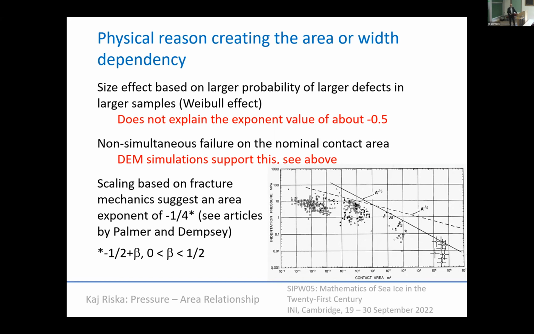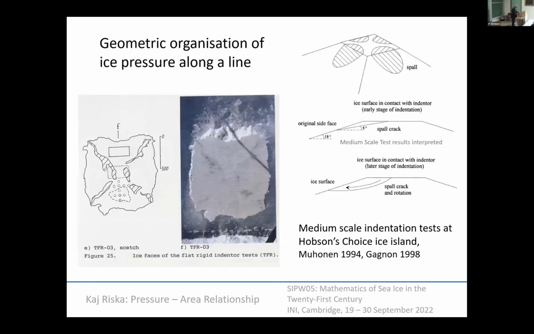What is that? I'm digressing again. Sorry about that. But anyway, it gives you the value: if beta is 0, the exponent is minus 0.5, and if it is 1, then there's no pressure-area dependency.